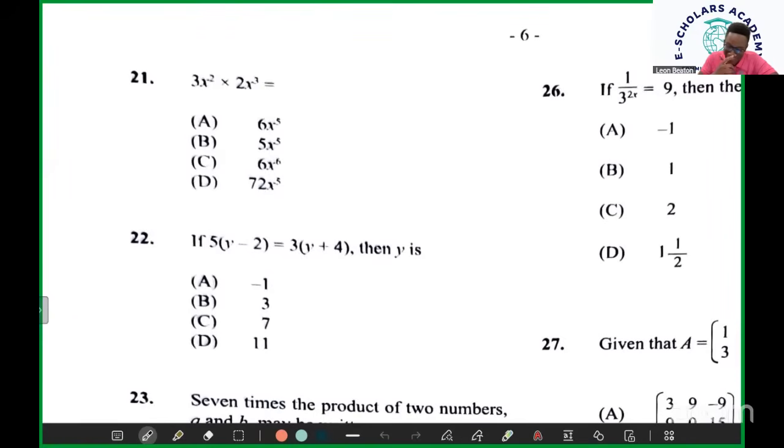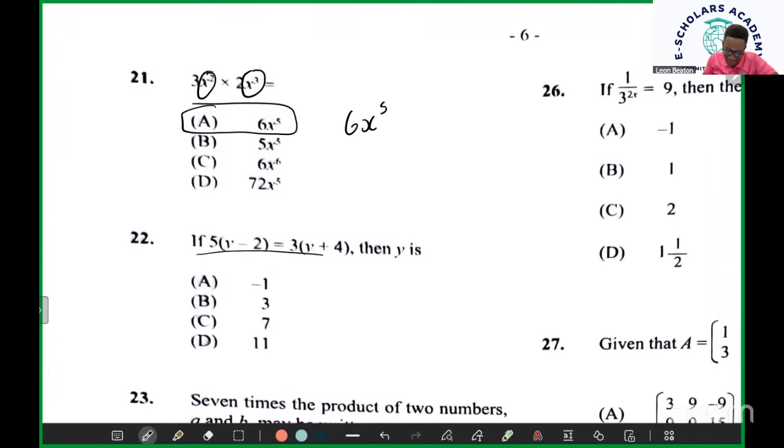Anyway, so 3 times 2 is 6. X to the second times x to the third, we add the powers. This will be A. All right, so we literally just do this one.